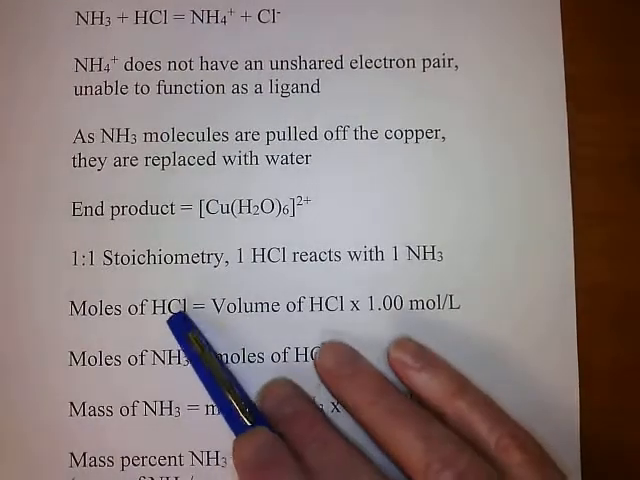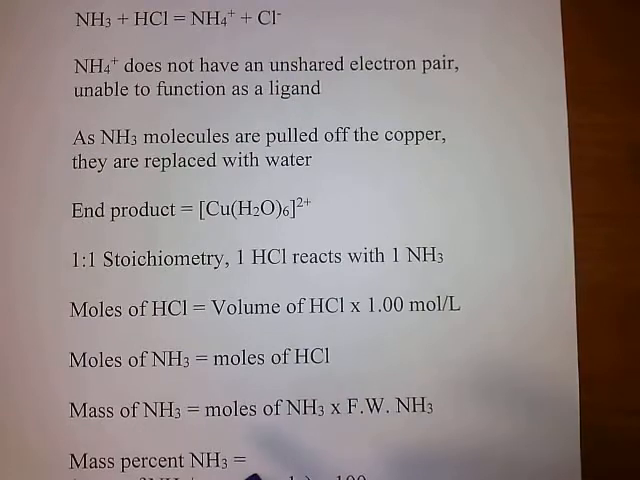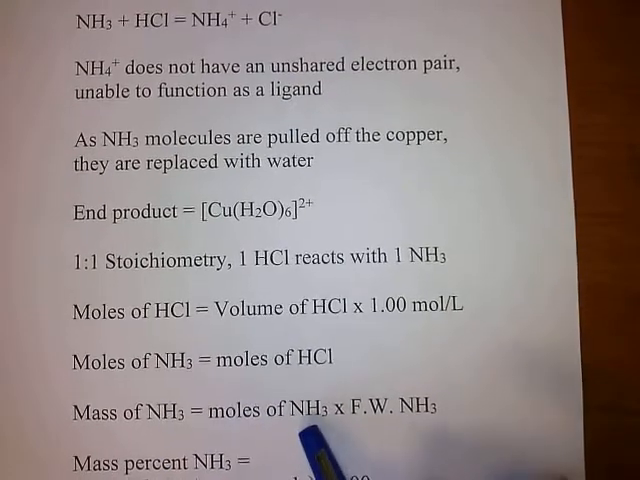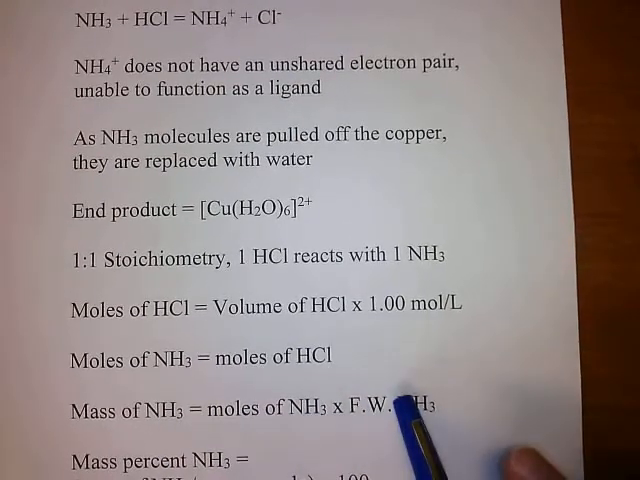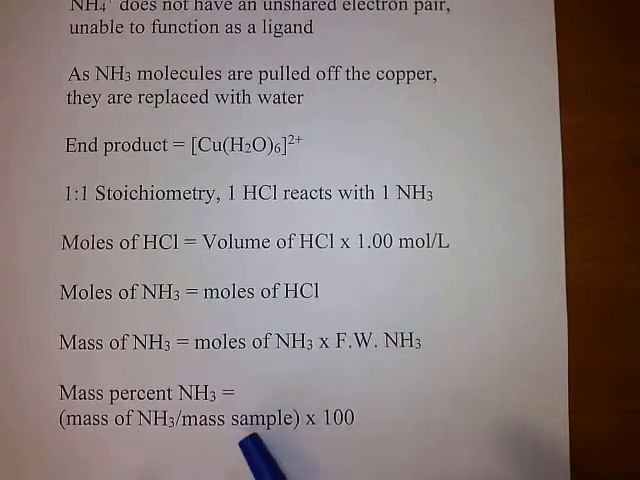So you'll go from moles of HCl to moles of ammonia, and then multiply that by the formula weight of NH3 to convert it into a mass, and then you're going to divide it by the mass of the sample that you titrate to convert it into a mass percent of ammonia.